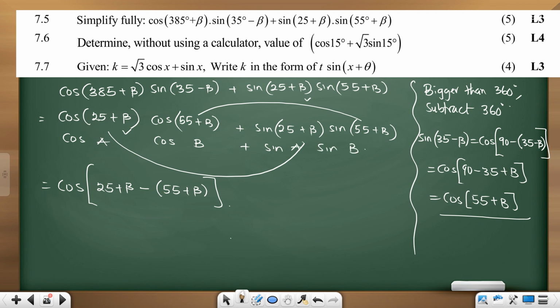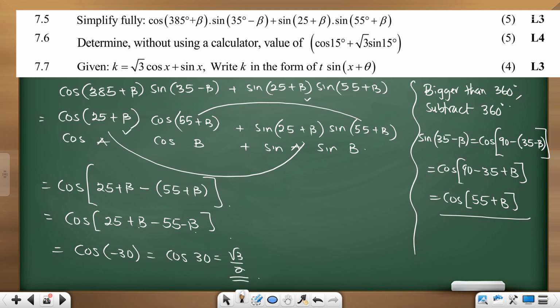So this issue of flipping back, it won't help. Once you see something that looks like it, I've seen this before. What are we going to have here? 25 plus beta minus 55 minus what? Oh, beautiful. Do you notice plus beta minus beta? So what do we have? Which is something as cos 30. And that is what? Beautiful maths.